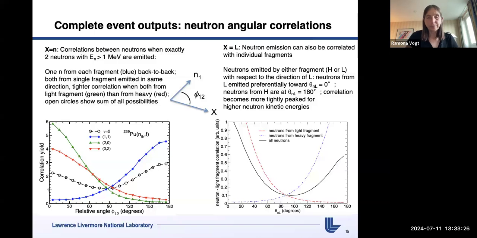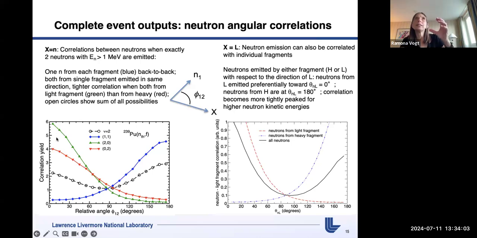So if you have, and of course, fragments can emit more than one or two neutrons, and that has some effect on the shape of this also. But if you detect these two neutrons and they're from different fragments, then you'll have a back-to-back correlation and a peak over here at 180 degrees. And if the two neutrons you detect are from the same nucleus, then you'll have a peak at 0 degrees.